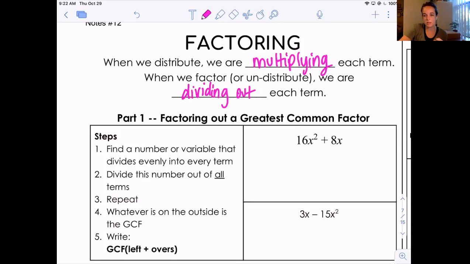Yes, absolutely. Gabby, look for a bigger number though. There's also something bigger you can take out. We want to be able to take out the biggest possible thing here.